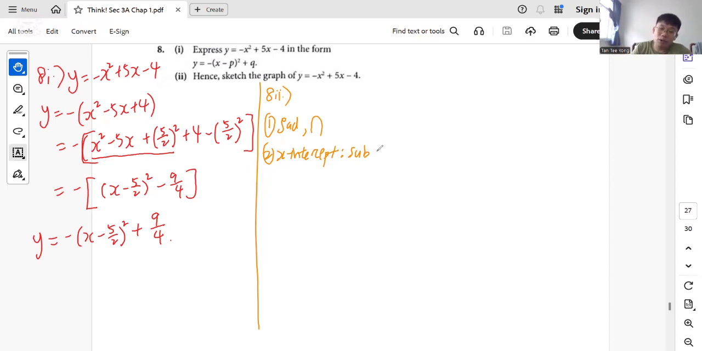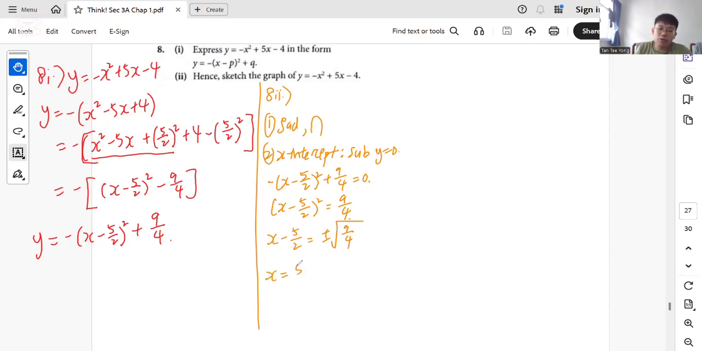So x-intercept, sub y equals 0. Negative (x minus 5 over 2) squared plus 9 over 4 equals 0. So (x minus 5 over 2) squared equals 9 over 4. Right, so x minus 5 over 2 equals plus or minus the square root of 9 over 4. This is actually 3 over 2.